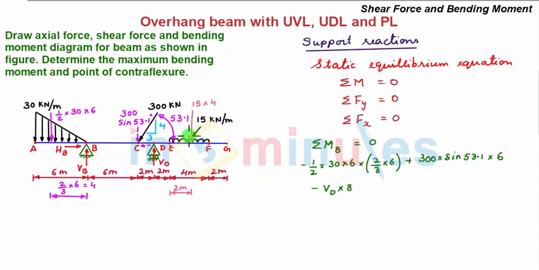Next we have a clockwise moment caused due to this UDL of 15 kN per meter intensity acting for a span of 4 meter. The magnitude of this force is 15 into 4 and it is acting at the center of this span, that is 2 meter from point E. So this force is acting at a distance of 12 meters from point B. So we have plus 15 into 4 multiplied by 12, and the summation of all these moments about point B is equal to 0. Upon solving this, we get the value of VD as 225 kilonewton. Since the value comes out to be positive, our vertical support reaction VD is upward.